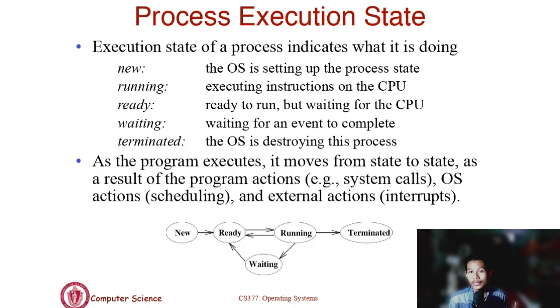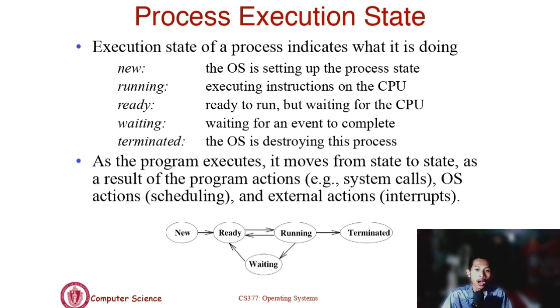Okay, here are the different states within the operating system. The first is when a process is in the new state, the operating system is setting up its initial state. This includes allocating necessary resources and initializing data structures. Next, in the running state, the process is actively executing instructions on the CPU. This is where the bulk of the program's computation takes place.